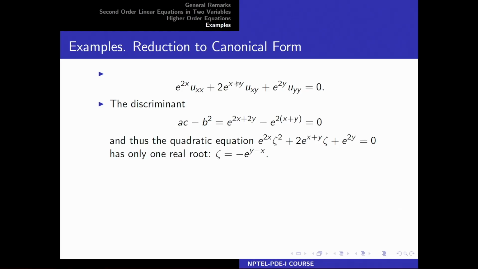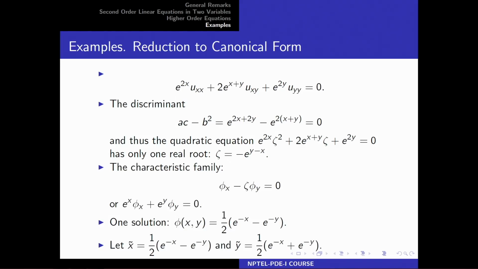That is e to the x plus y divided by e to the 2x, so minus e to the minus x. So, we have one characteristic family, and that is given by the function phi, which satisfies the first order equation, namely phi x minus zeta phi y equal to 0. You substitute zeta. So, this is the equation e to the x phi x plus e to the y phi y equal to 0.